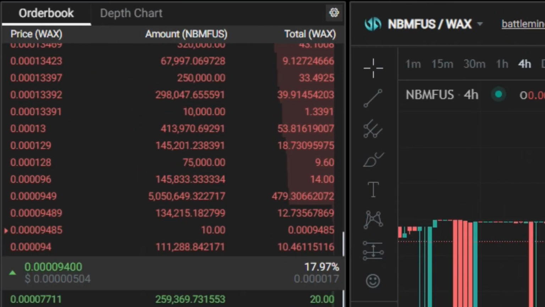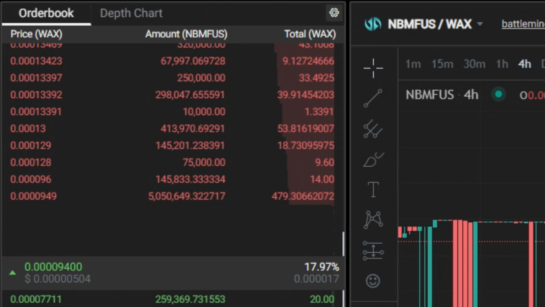The system will automatically fill up as many sell orders as required until we spend our 1000 wax, starting with the cheapest sell orders. First, we will be automatically buying 111,288 units of Fusium for a total of 10.46 wax. Since we didn't fully spend our 1000 wax yet and we bought all the Fusium this seller has to offer, we will move on to the next seller. We will then be buying 10 units of Fusium for almost no wax. Then, we will keep moving up until we fully spend our wax.